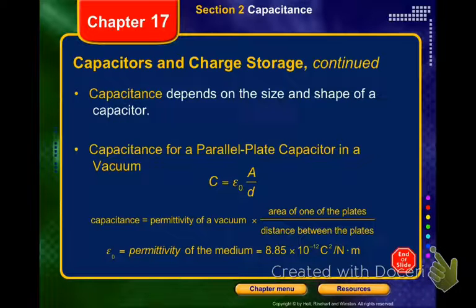And again, so this is permittivity of a vacuum. You do not need to memorize this constant. If you need to use it, then it'll be given to you. You just have to know what to do with it at that point.